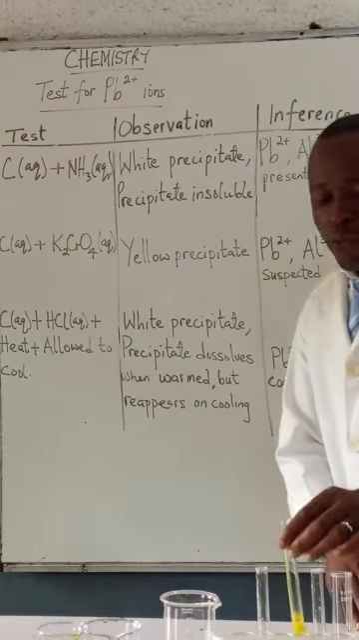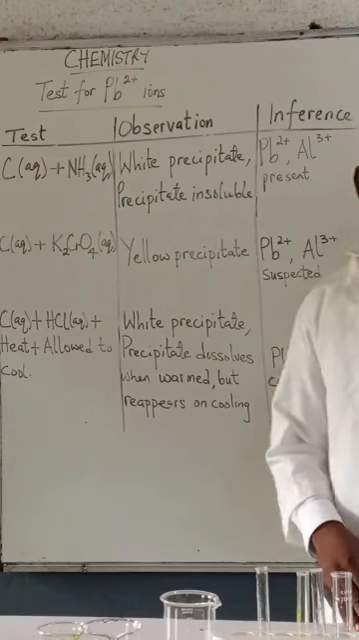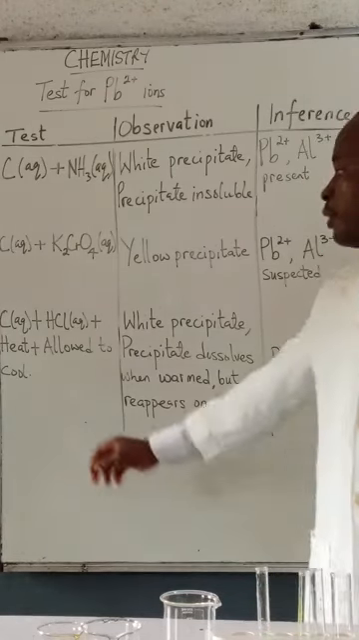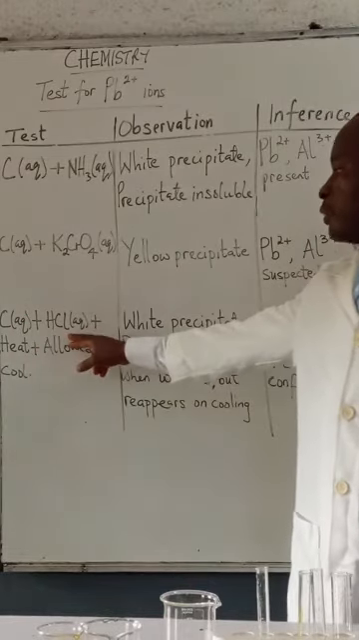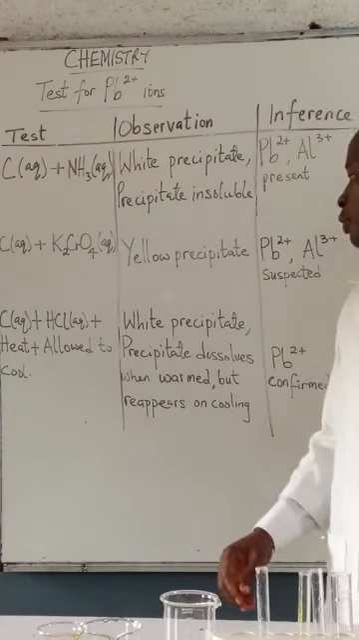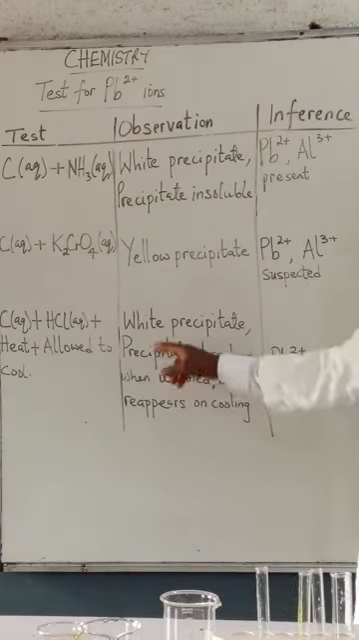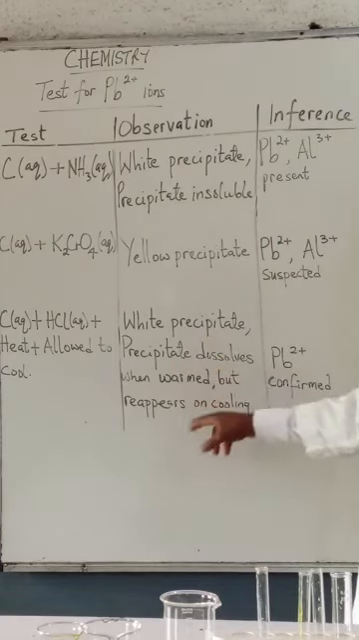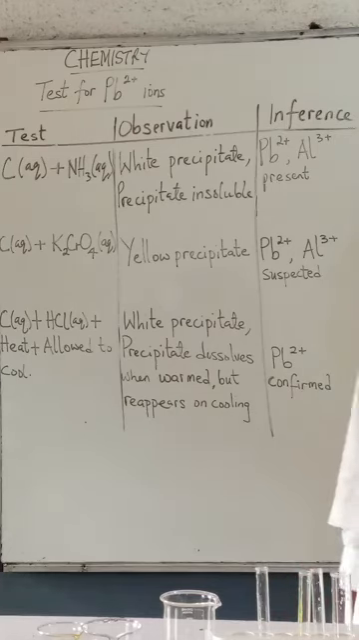However, we need one more test, which we'll call the confirmatory test of lead-2 ions. And that will be reacting the sample with HCl that is concentrated. We heat and then allow it to cool. What do we expect to see? White precipitate. And then the precipitate will dissolve when warm, but reappears on cooling. That will tell us that we will have confirmed lead-2 ions.